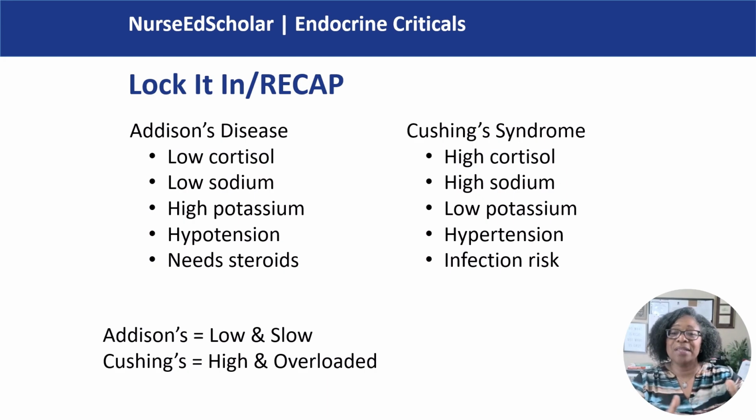So Addison's, everything is low, they're weak, they're fatigued, they're tired. Cushing's disease, everything is high, and the patient is overloaded. They're overloaded with the cortisol, overloaded with weight gain and just overloaded.